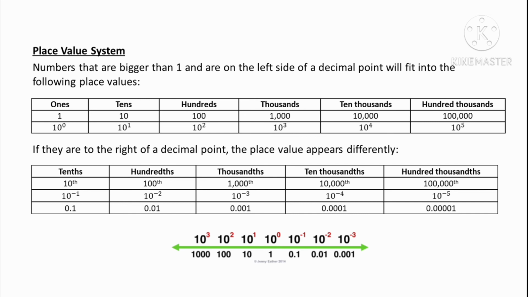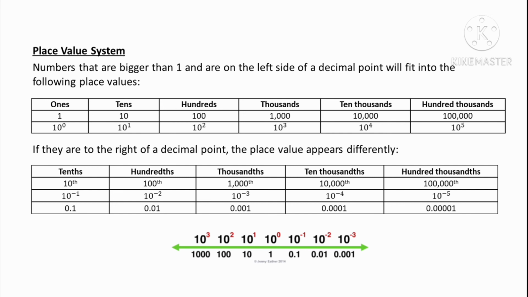The first place value after the point is tenths, which is written as 10 to the power of -1, and it is 0.1. For hundredths, it is written as 10 to the power of -2, which represents 0.01. For thousandths, it is written as 10 to the power of -3, and when we write it in decimal, it is 0.001.